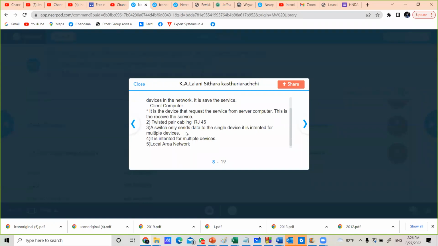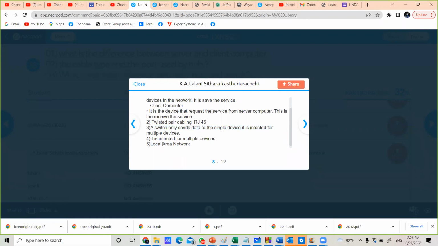A switch only sends data to the single device it is intended for. Yes, that's correct. Partly correct. Then what about the hub? You want to mention data. How about the data traveling by a hub also? Here you only mention the switch. That part is correct.